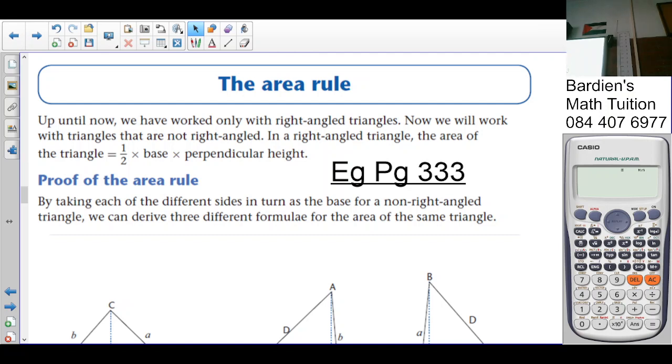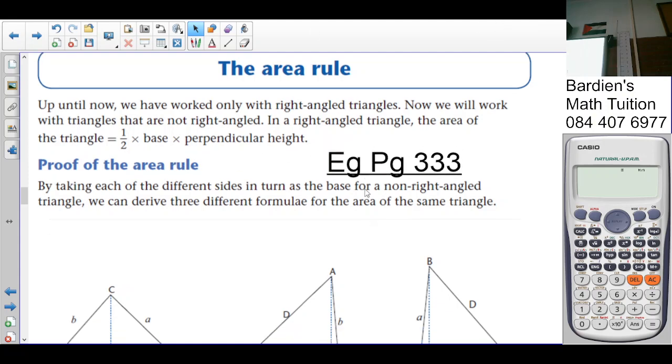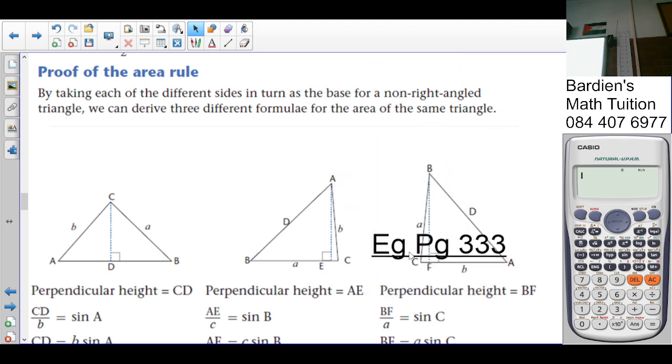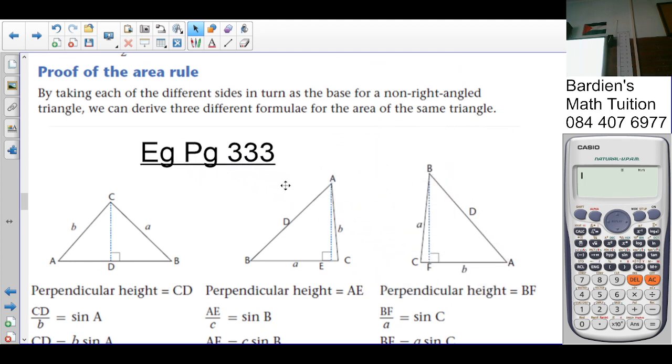The proof of the area rule, for those of you who like to know everything, you can go and learn. But we're just going to go through it quickly. The proof is not required for examination. By taking each of the different sides in turn as the base of a non-right angle triangle, we can derive three different formulas for the area of the same triangle.